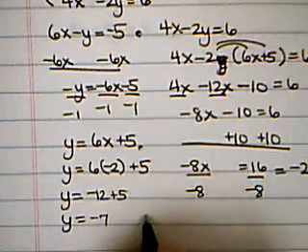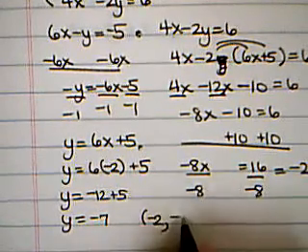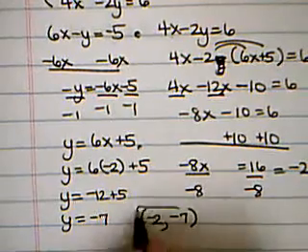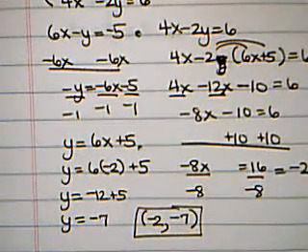So for our final answer, my solution is going to be written as an ordered pair. The x must come first, and the y is going to come second. But you're going to write it as an ordered pair. And if I graph those two lines, then they would intersect at that point.